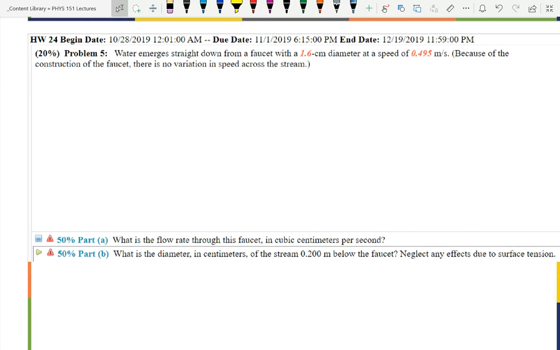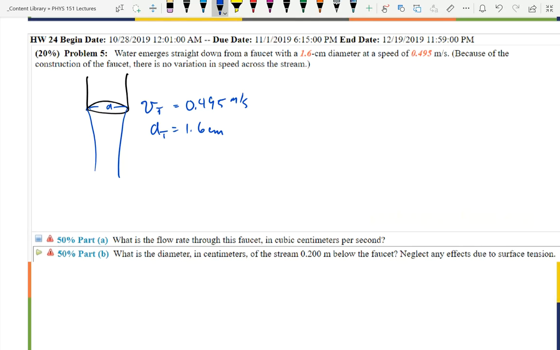Problem 5. You have water coming out of a spigot. We make some magical rules in this problem to make it easier for you to do. So don't worry about magic, just play along. It says the water comes out and it has a speed at the top equal to, in my case, 0.495 meters per second. And it has a diameter at the top of 1.6 centimeters. Part A says, what's the flow rate?